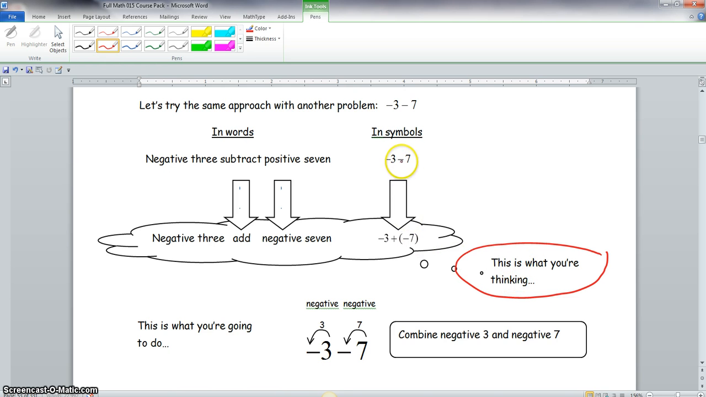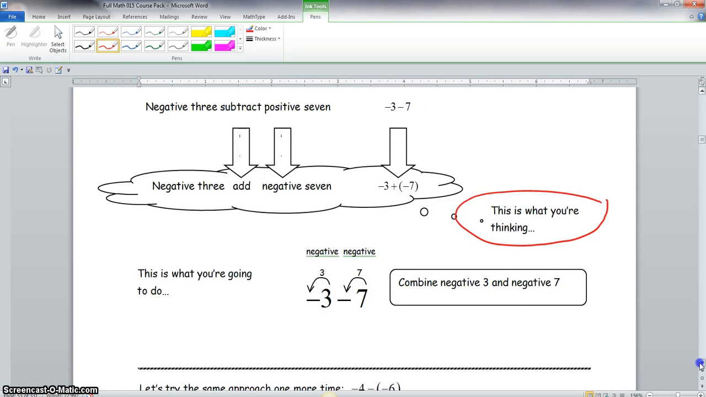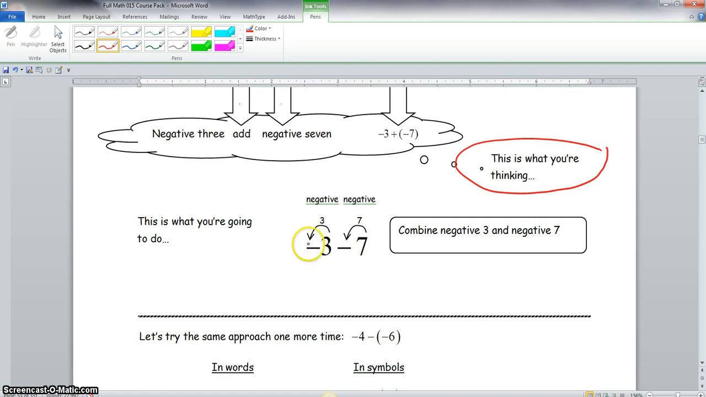This is what should be in your head. When you see this negative 3 minus 7, you should know that's negative 3 plus a negative 7. Okay, now, so negative 3 minus 7, we know that this is really negative 3 plus a negative 7. So we know when we have the same sign, we add them together and carry the sign, which will give us negative 10.